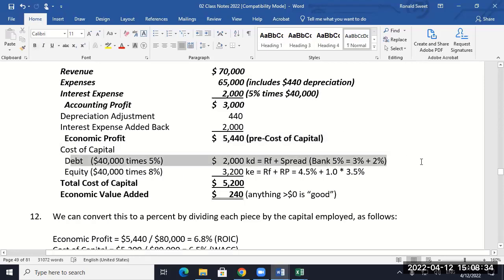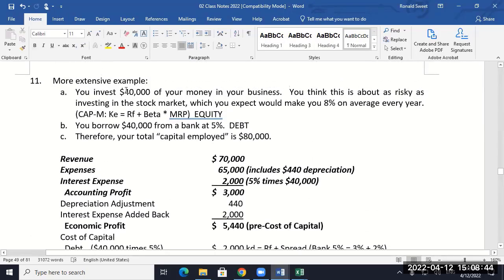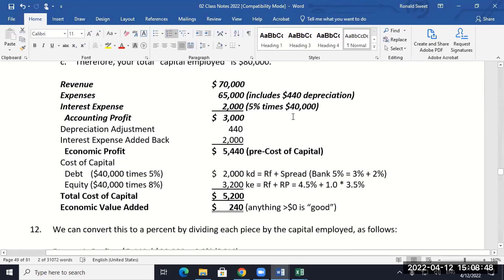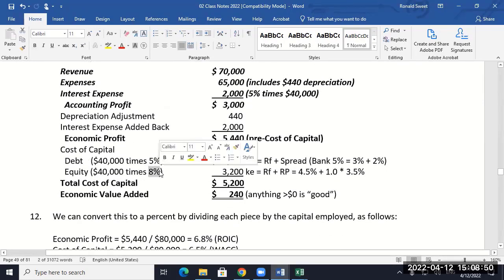There's that $2,000 back, right? We essentially said, let's take it out of the accounting and move it down to our cost of capital. And then our cost of equity: how do we get that? Well, we're employing $40,000 of our money, and we think 8% is the right number. You see how that 8% is the most subjective number of all.